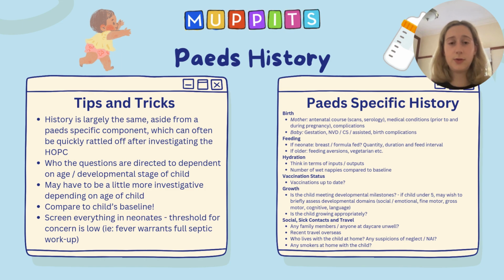So in terms of a little bit of a rundown of the PEDS history now, for some tips and tricks, knowing that the history is largely the same as our standard adult histories, aside from a PED-specific component which can often be added in after the history of presenting complaint. Make sure that who you target the questions at is appropriate. So you might need to involve the parents more or less, depending on their age and developmental stage. Or with adolescents, you might ask the parents to leave the room as well.